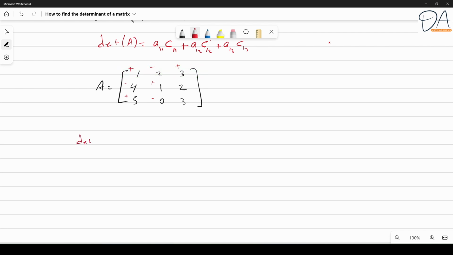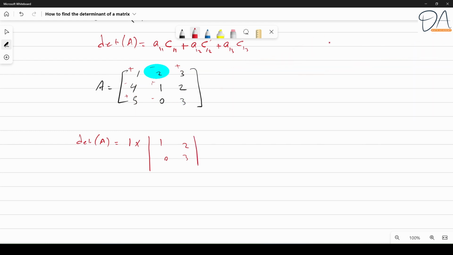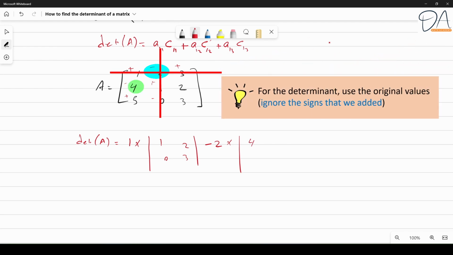So the determinant of A, if we are using the first row, we'll take the first element with the sign, so it's positive, it will mean 1 times, and then we get the determinant by eliminating the row and the column of that first element. So what you will get is 1, 2, 0, and 3. Then you go to the next element in the row and you take it with its sign. So this gives a minus 2 times. Again, we create a new determinant by eliminating the row and the column for that element. So this gives us 4, 2, 5, and 3.